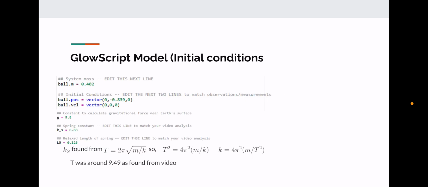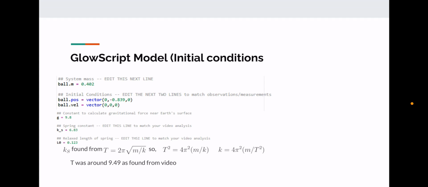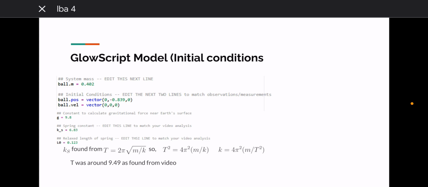GlowScript model initial conditions. From the video we found the ball mass is 0.402, and through Tracker we got the ball position is negative 0.8390, and the initial ball velocity is 0, 0, 0 because it starts from rest. And we have gravitational acceleration, and then we have k_s, which we found from T equals 2 pi root m over k, isolating k and plugging in T as 9.49 that we found from the video.